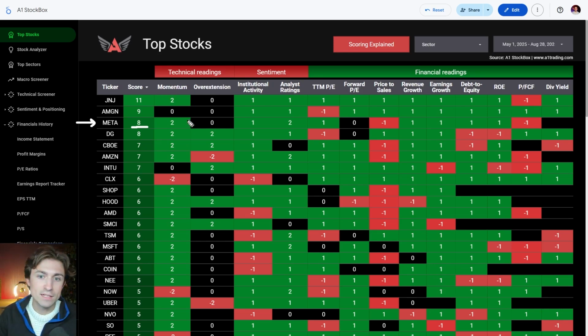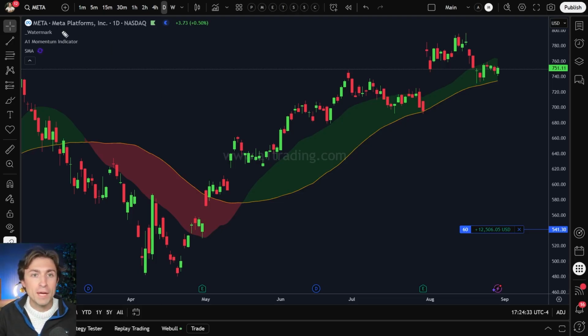Specifically, I really like that the technical readings are showing momentum is a +2 score, meaning we have a strong upward trend. We'll look at the chart in just a second, and we are not too overextended to the upside either. So let's pull up Meta stock, and with this high score in mind, I'll show you how I might look at the stock. So I've now pulled up Meta Platforms, ticker symbol META, and Meta is in a clear upward trend. In fact, the criteria for upward trend, like I said earlier, can be found on the Scoring Explained page on our website, which will be linked in the description down below.